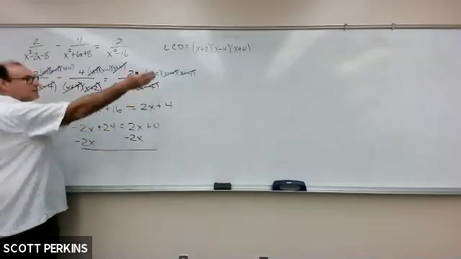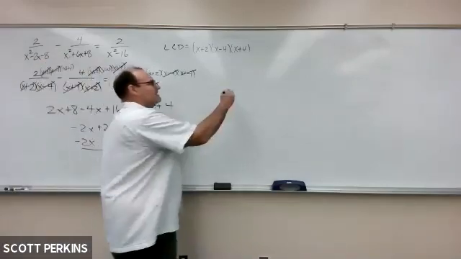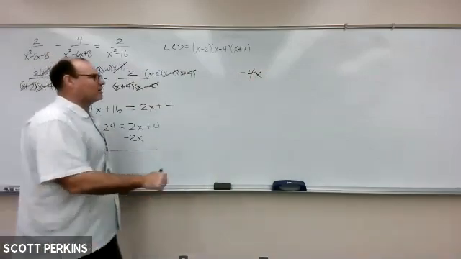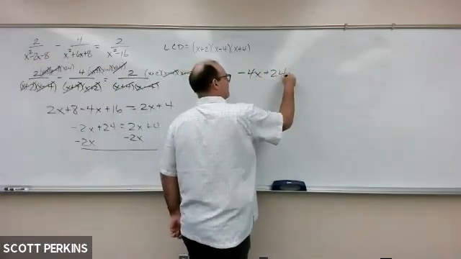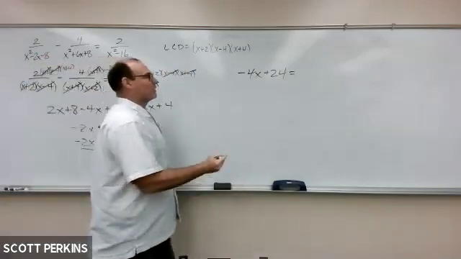I'm going to bring the equation up to the top. So negative 2x minus 2x is negative 4x. Then I've got plus 24. Then I've got equals. And on the other side, I've got 4.